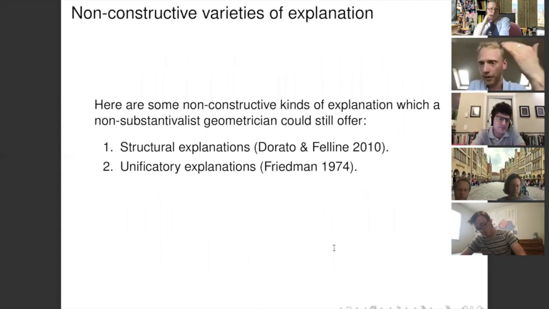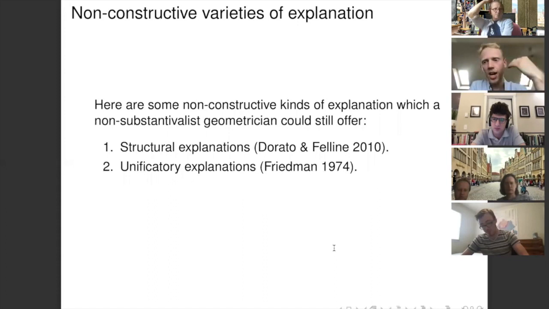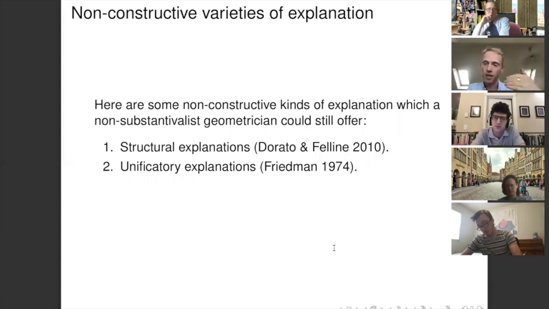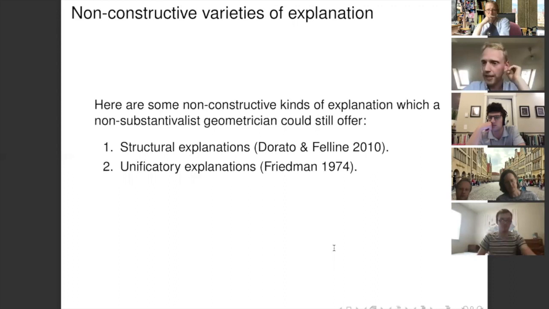But here are some other kinds of explanations which might still be available to me. The first is what Dorato and Felline call a structural explanation. This is kind of like an explanation by analogy. So you say, look, my matter fields have, say, Poincaré symmetries, but so too does this object, the Minkowski metric, have Poincaré symmetries. I can explain why matter does what it does and manifests behavior associated with these Poincaré symmetries by appeal to this Minkowski spacetime, and I'm kind of explaining by analogy. I'm saying, I can make better sense of these properties of matter by looking to this piece of structure, even if I don't hyperstatize it.